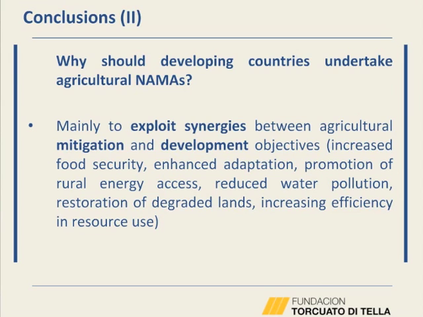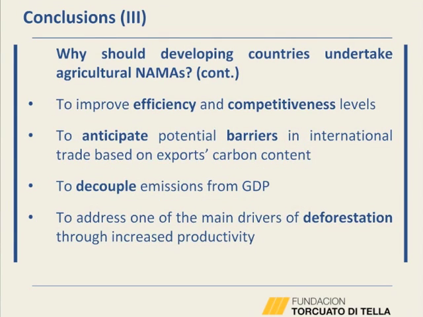Mainly to exploit synergies between agricultural mitigation and development objectives, increase food security, enhance adaptation, promotion of rural energy access, reduce water pollution, restoration of degraded lands, increasing efficiency in resource uses, but also to improve competitiveness levels, to anticipate potential barriers in international trade based on exports' carbon content, to decouple emissions from GDP, and to address one of the main drivers of deforestation through increased productivity.